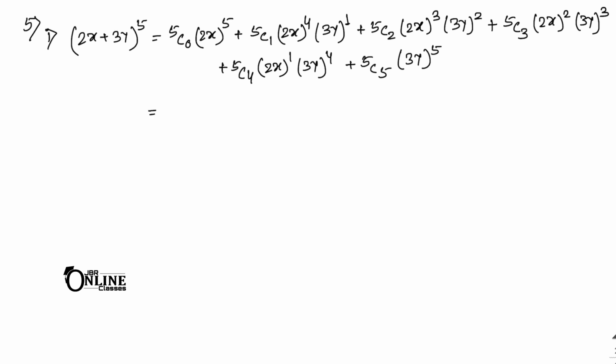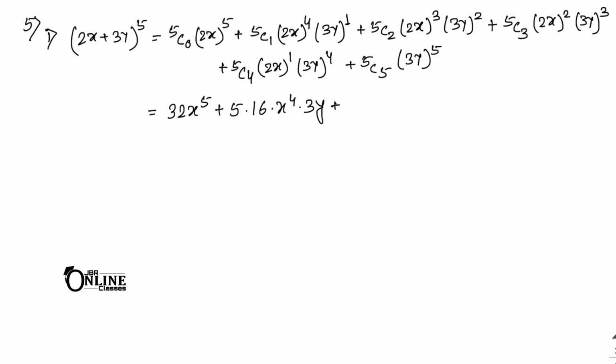So as 5c0 means 1, 1 into (2x) to the power 5 means 32x to the power 5. Okay, is it clear? Now the next one. Next 5c1 equals 5, then 2 to the power 4, x to the power 4. So 2 to the power 4 means 16, and then x to the power 4, then 3y.